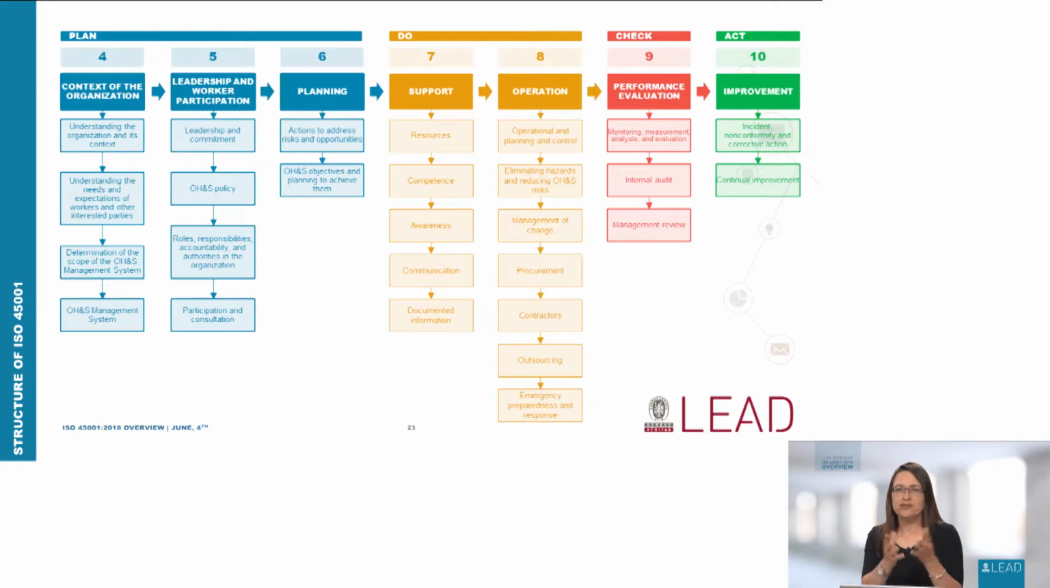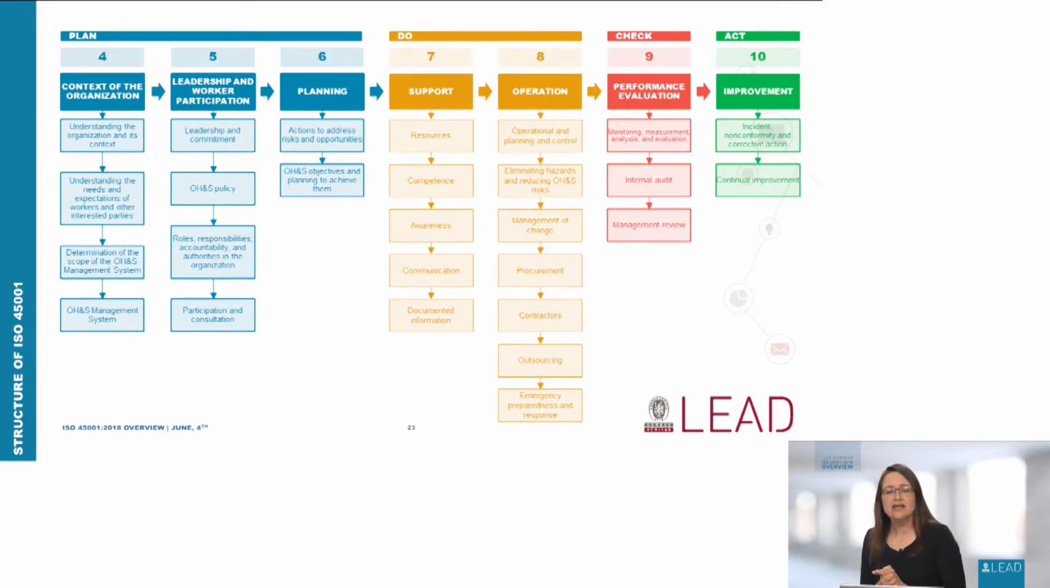You can see this logical progression through the standard. And it really is thinking about a company from its start. So when you're thinking about an organization, what do we need to think about with health and safety? How do we start off? What does our company entail? Who is in our company? What do we make? What do we provide? The context of the organization. And we can see the clauses underneath there.